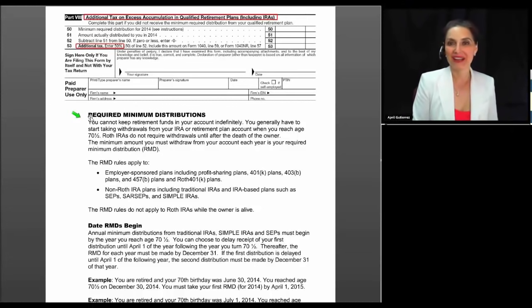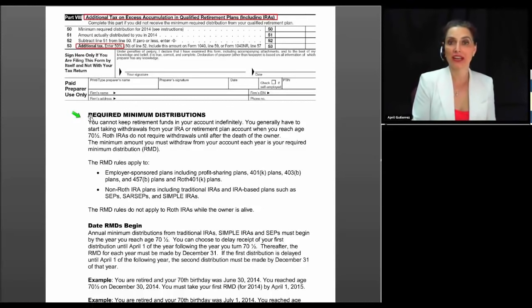In order to get out of that problem, we had to essentially make the claim that she was not cognitively functioning well enough to know that she needed to make these distributions, wasn't capable of taking the actions necessary to ensure she received those required minimum distributions, and we asked the IRS for relief, and it was granted. So she did get out of that.